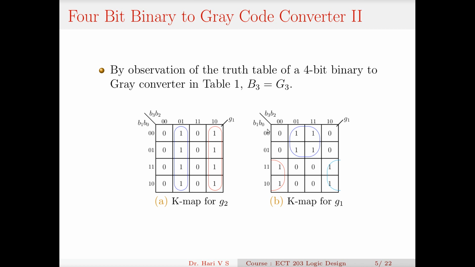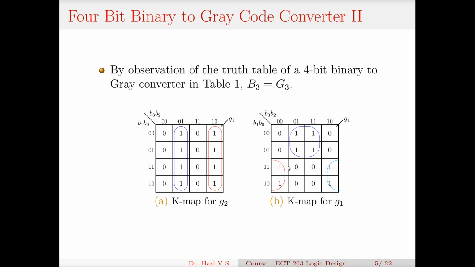Now you can see that in the map for G1 you have 2 quads. One quad appears like this, in blue. It spans 2 columns and 2 rows. Whatever is unchanging here, if you look, is 0, 0, 0, 1. What does not change is B1, and since these are zeros, B1 is 0, so it is B1 bar, and here it is B2. So the term corresponding to this quad is B1 bar B2.